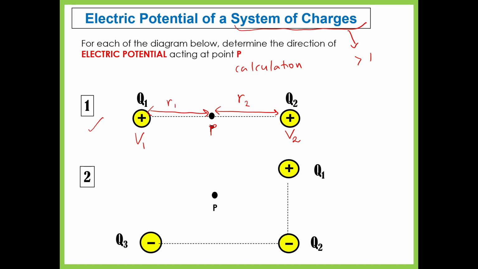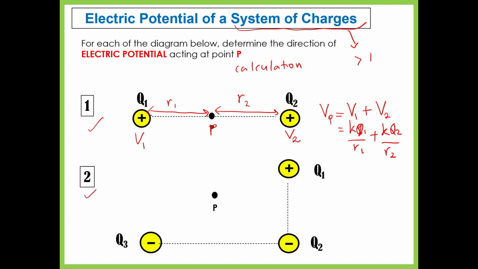So to calculate the electric potential at point P, it is actually the electric potential due to charge number 1 at point P plus the electric potential due to charge number 2 at point P. So the electric potential is KQ1 over R1 plus KQ2 over R2. This is how we do the calculation.